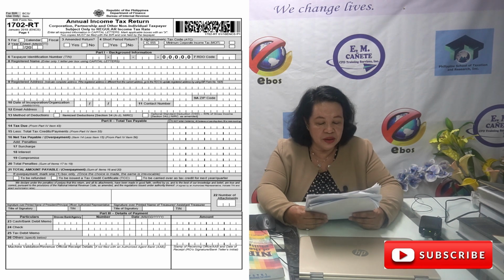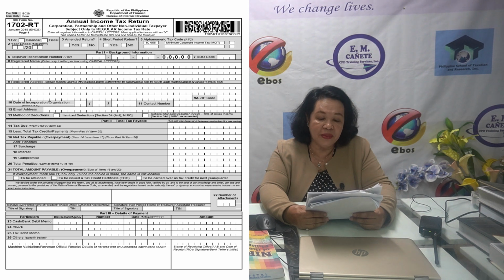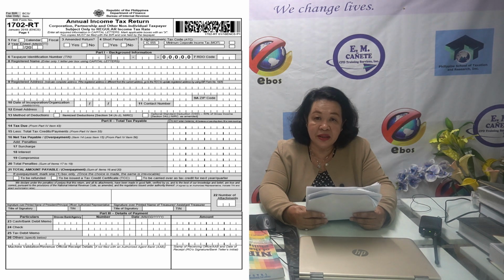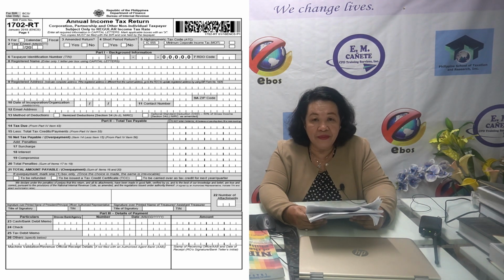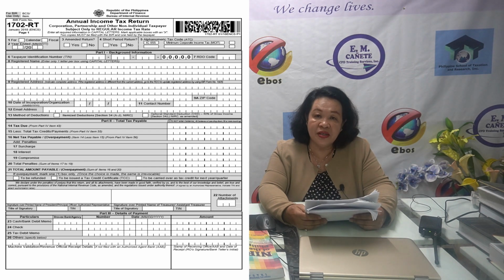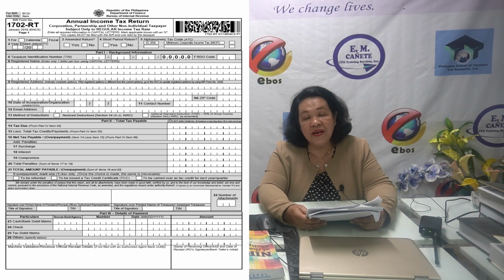Method of deductions: you have two options. The first is the itemized deduction under Section 34(A) of the NIRC. These are the itemized deductions, where you can have different kinds of deductions or expenses. You can also have the optional standard deduction, which is 40% of your gross income. We will discuss that later on. This is the difference between the 40% of gross income and the individual optional standard deduction, which is 40% of income.